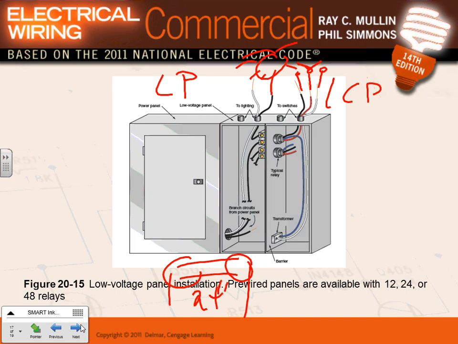If you put 24 inches or less, then you can have close to 50 conductors, hots and neutrals going on, and you don't have to derate. Make sense? That's why they have to be closer. Yes, sir? Yeah, you can't stretch.